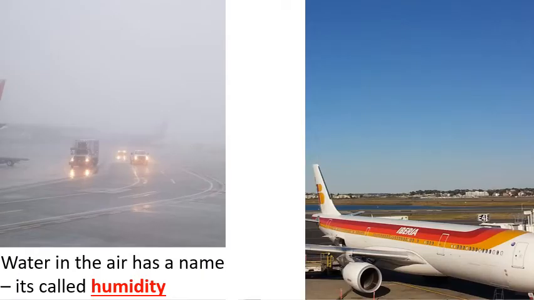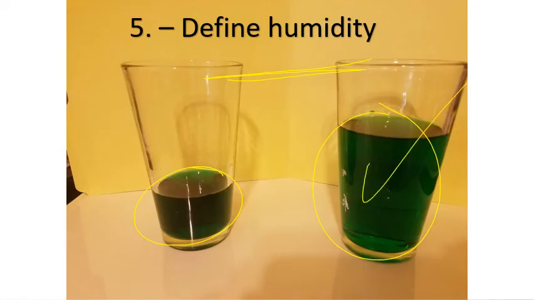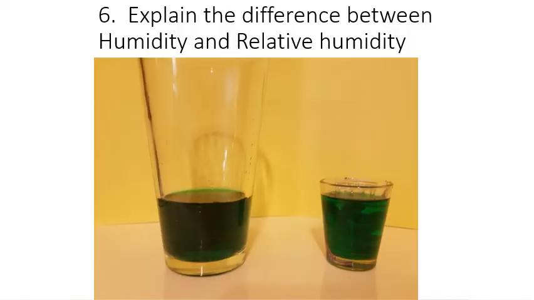Now, water in the air has a name. It is called humidity. Let's define what humidity is. Humidity is the actual amount of water that is in the air. And consider these two glasses. These two glasses are holding different amounts of water. So if these were two samples of air, we say they have different humidities because they're holding a different amount. The one over here would be a higher humidity. This one here would be a lower humidity.